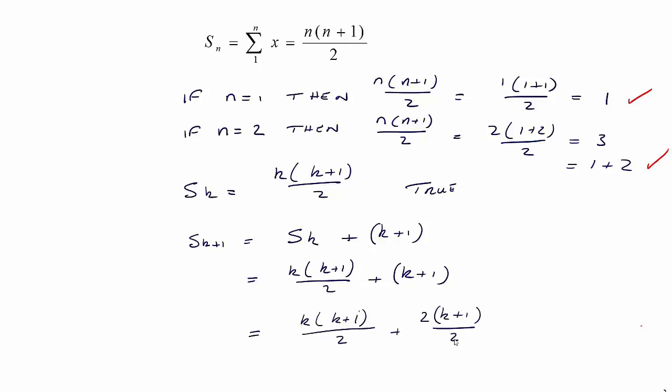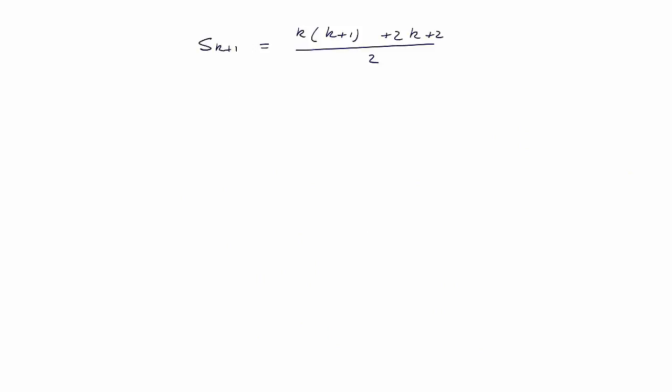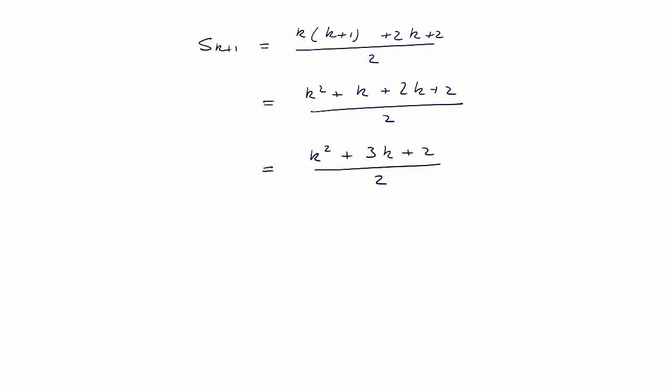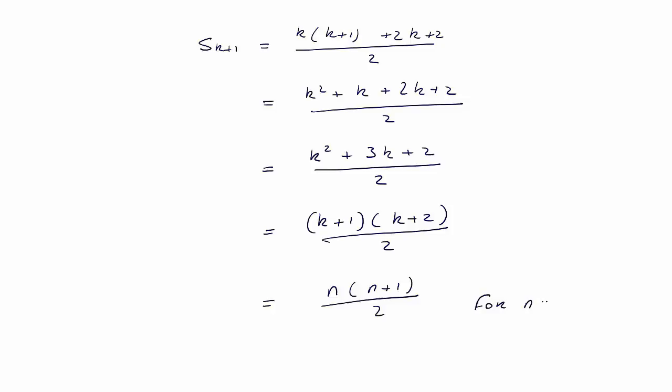Now we have our two terms on a common denominator. We can combine the numerators. We can expand that first term and then collect like terms. Next week we'll look at quadratic functions, and we'll see that we can easily factorise that numerator. So here we have a simplified formula for Sk plus 1. Now we can see that that's equal to n times n plus 1 on 2 for n equals k plus 1. Having demonstrated our proposition is true for k plus 1, we conclude that it's true for any n.